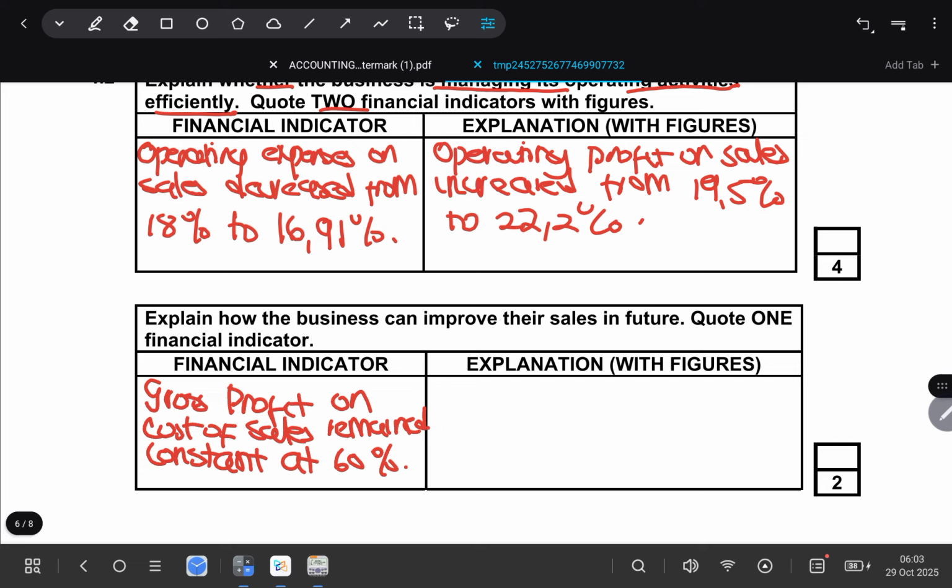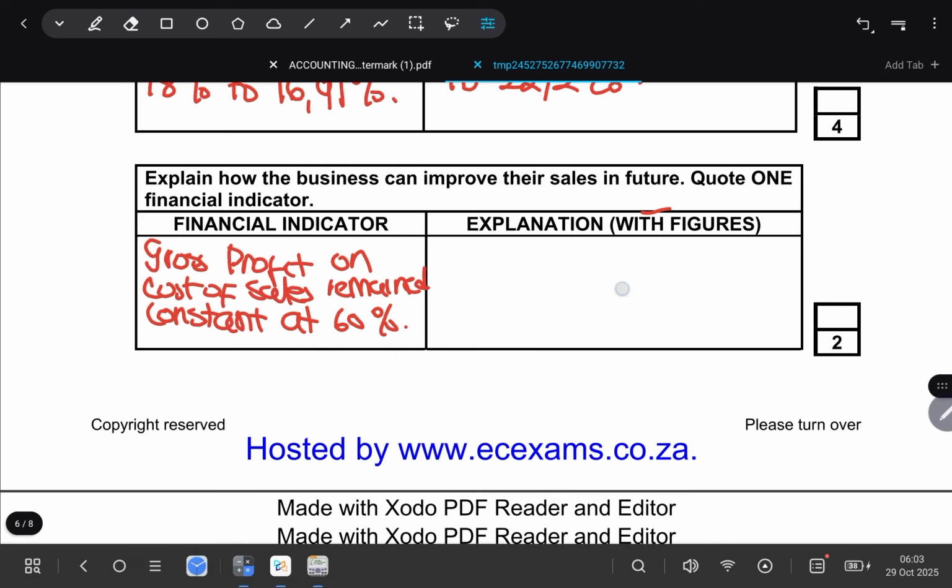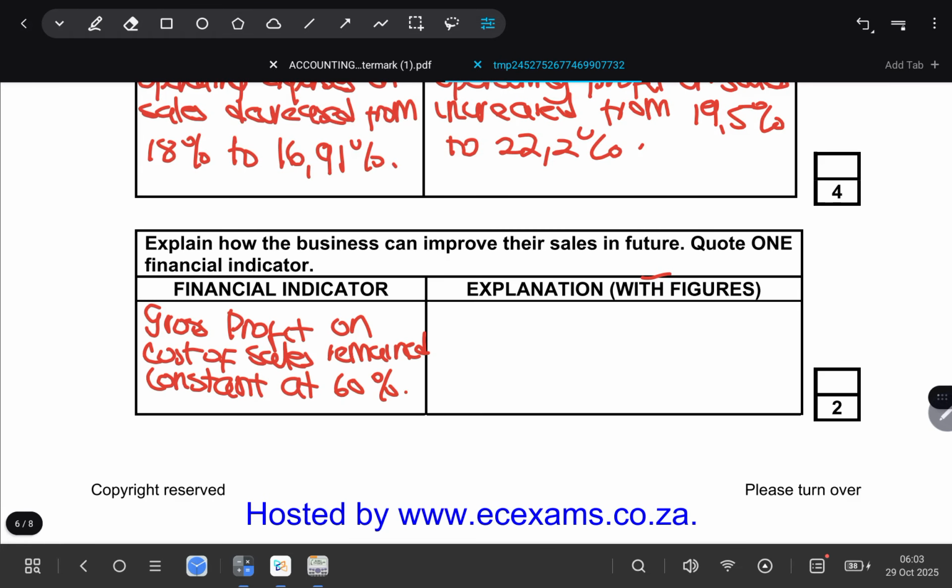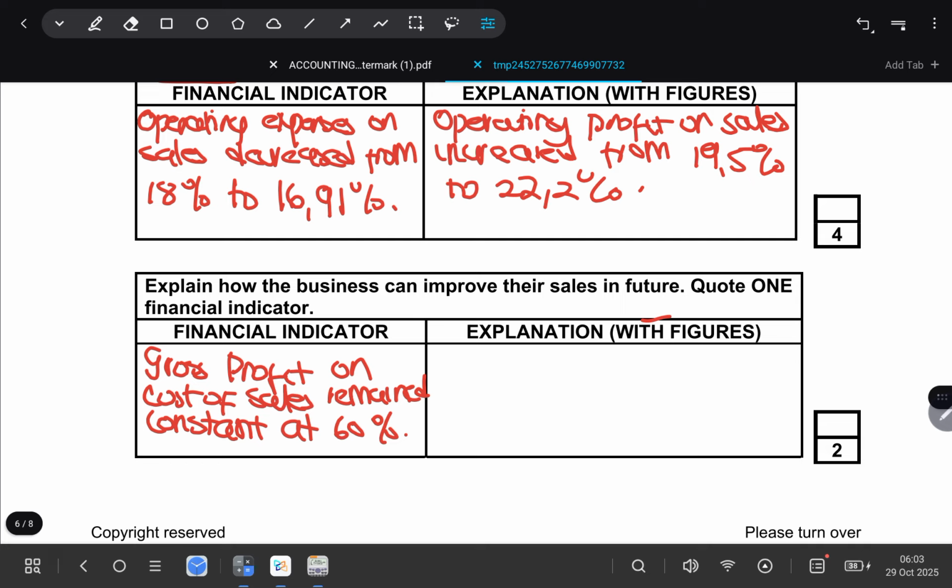So what can they do? Remember, they said you should explain with figures, right? But you have already shown the financial indicator here, and we've used the figure already. I think the person who structured this question was supposed to not show this part because it kind of makes learners confused. So we want to answer this question now.